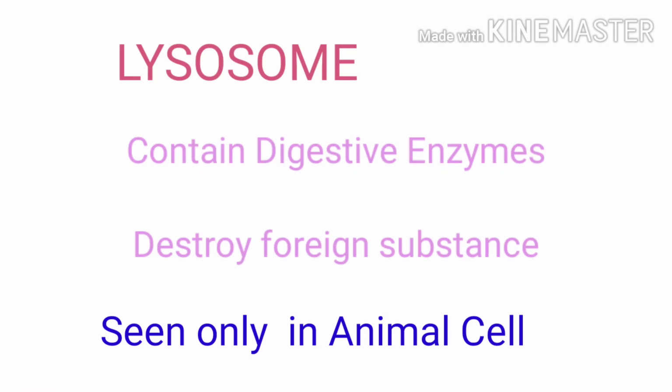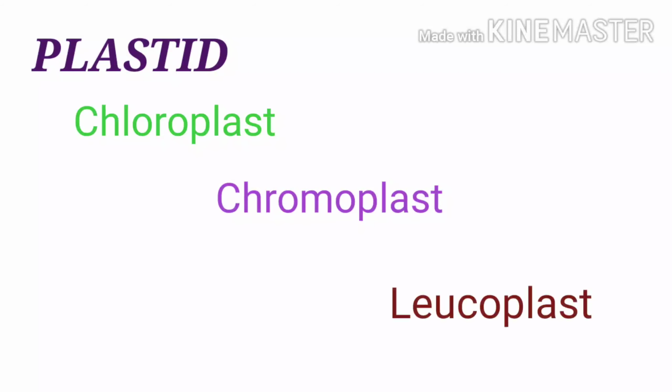Lysosome is another cell organelle which contains digestive enzymes and this helps in the destruction of foreign materials that enter into the cell. Plastid is a cell organelle which is seen only in plant cell and there are three types of plastid: chloroplast, chromoplast and leucoplast.